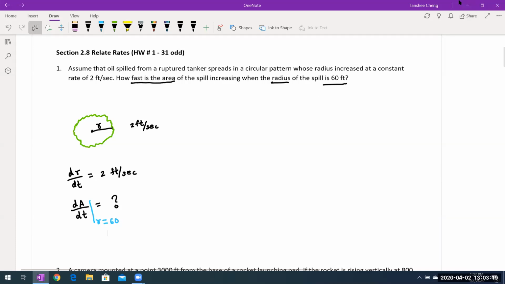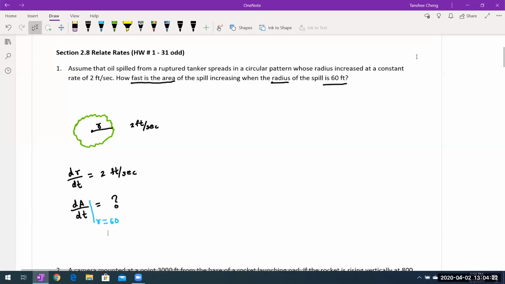So is there any other questions? Now the question is, how can I relate the radius and the area? That will come from the formula that we know, the area of a circle, because it's talking about a circular pattern. So the area of a circle is equal to pi r squared.